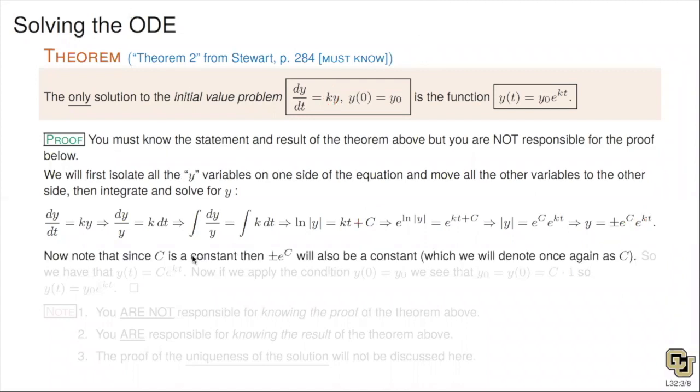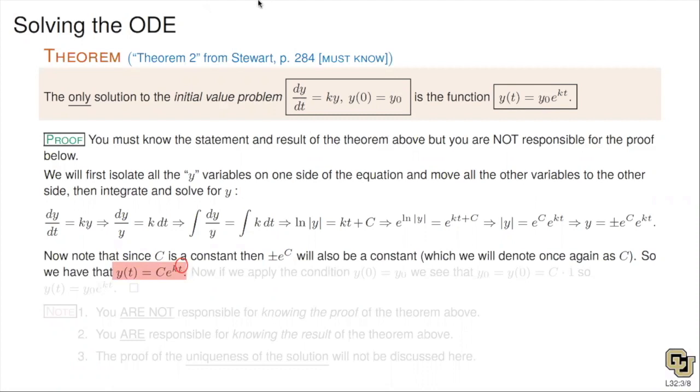So here, since c is a constant, certainly e to the c is a constant. Plus or minus e raised to the constant will also be a constant. So let's just call plus or minus e to the c, since it's a constant, let's just call it c. We kind of play this bad notation game with the constants. So now my solution looks like y equals a constant times e to the kt. Let me remind you, t is the variable.